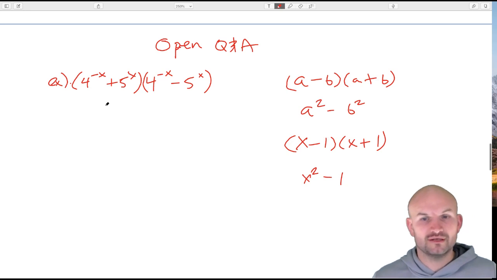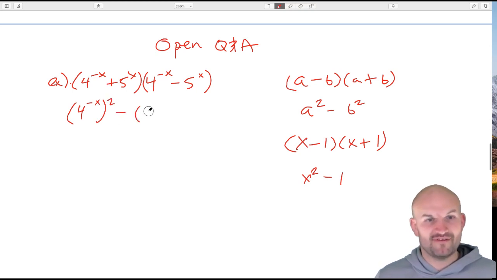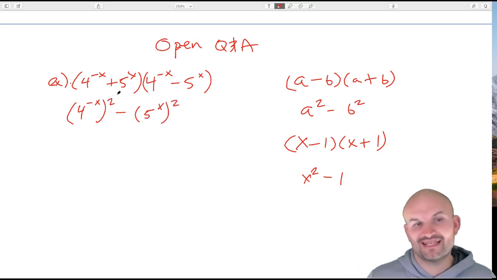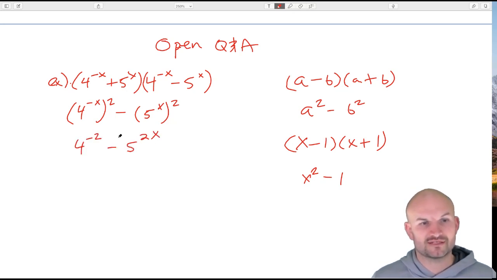So in this portion, this is going to be 4 to the negative x, quantity squared, minus 5 to the x, quantity squared. All right, and then just remember the rules of exponents. What that tells us to do is multiply the powers. So therefore, this is 4 to the negative 2x minus 5 to the 2x.